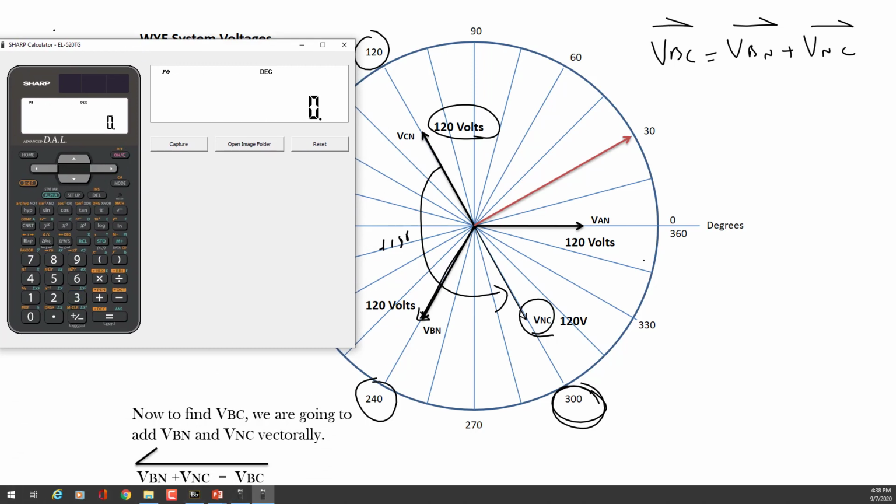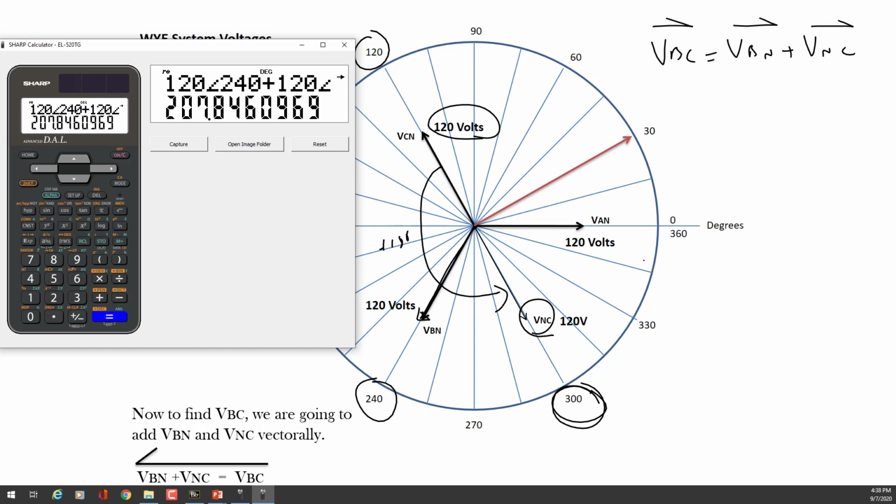So we're going to type this in. I'm still in the correct mode, mode 3, second function 8. So let's add our voltages, starting with the first one. 120 DMS 240 degrees, plus, next vector, voltage NC, 120 DMS 300, equals 207.8. So we got the same line voltage, 207.8.